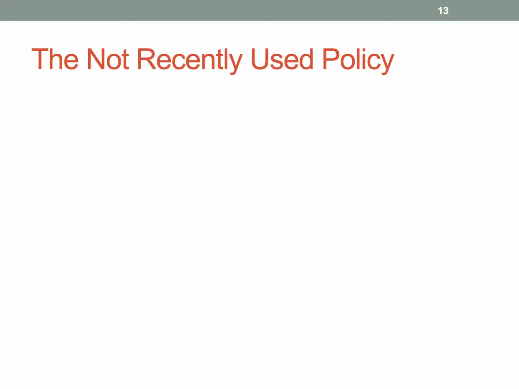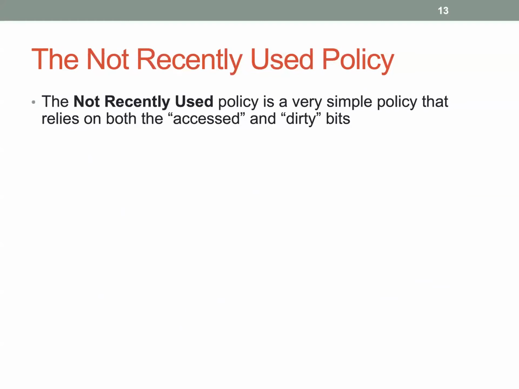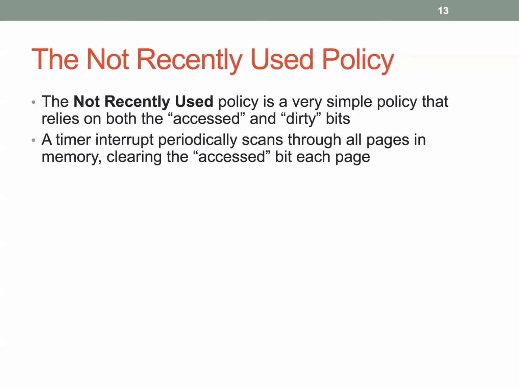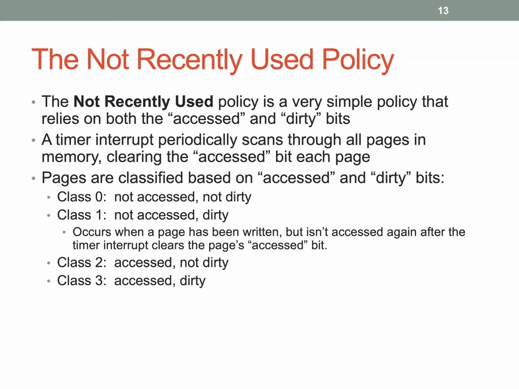Okay. Not recently used. So this is a very simple policy that basically just categorizes pages based on the value of the accessed and dirty bits. And we can go through with a timer interrupt to update our information and also clear the access bits for pages. So we have these 4 classifications, because if you think, you've got accessed and dirty, so that means that you can fall into one of 4 classes.